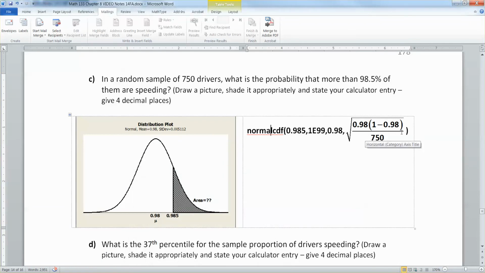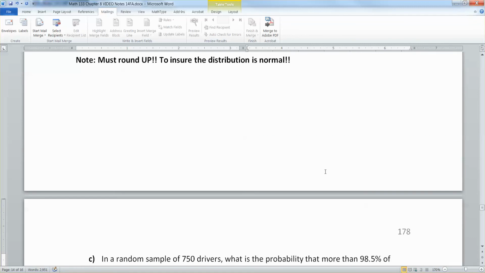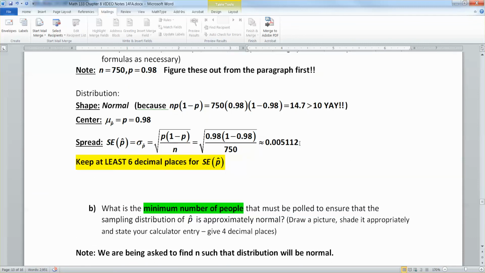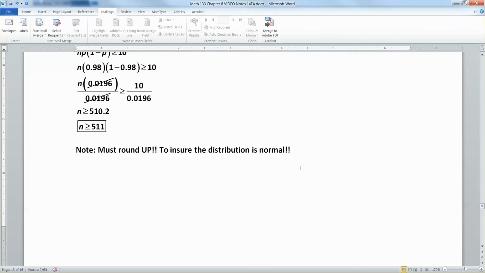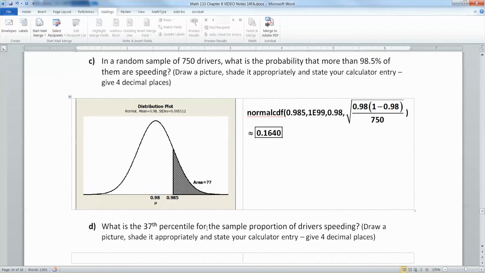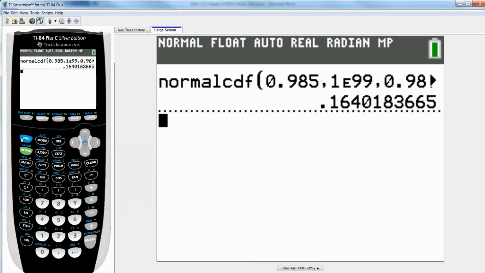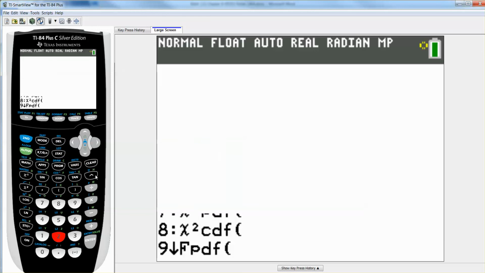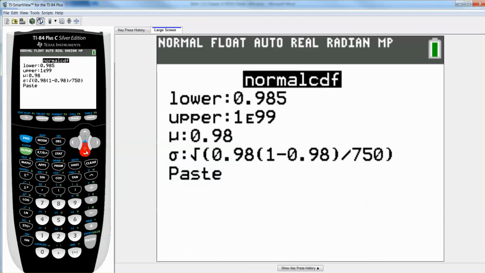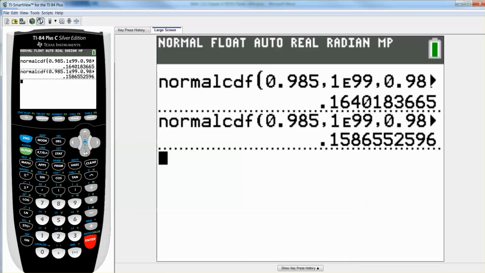All right, so this is, let me put that in 1 second. Now I want to show you something. We said that 0.98, 1 minus 0.98, all that business, was about 0.005. See it right there? So I want to show you what will happen if you try to use a rounded answer. So let me go back to normal CDF, pick number 2. But instead of doing that big square root thing, I'm going to do 0.005. I just want to show you this. Press enter. Look how wrong this answer is. See how off we are? The 1640 is the correct answer. And by rounding like that, we've made a terrible mistake.